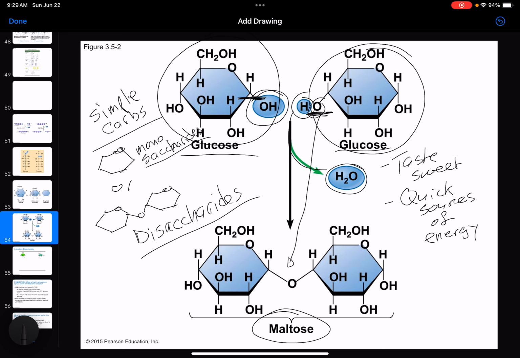Okay, that's what you want to know about simple carbohydrates. You want to know that they can exist as monosaccharides, disaccharides, right? And you want to know that they will taste sweet and that they are quick sources of energy. And we'll do a lab on carbohydrates also. Okay, that's simple carbohydrates.